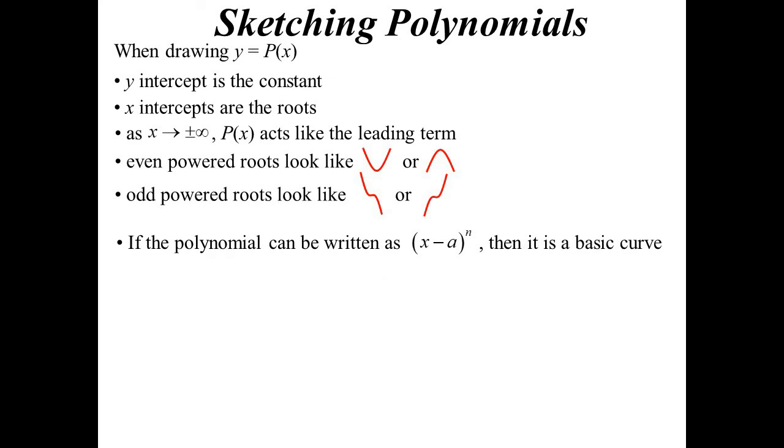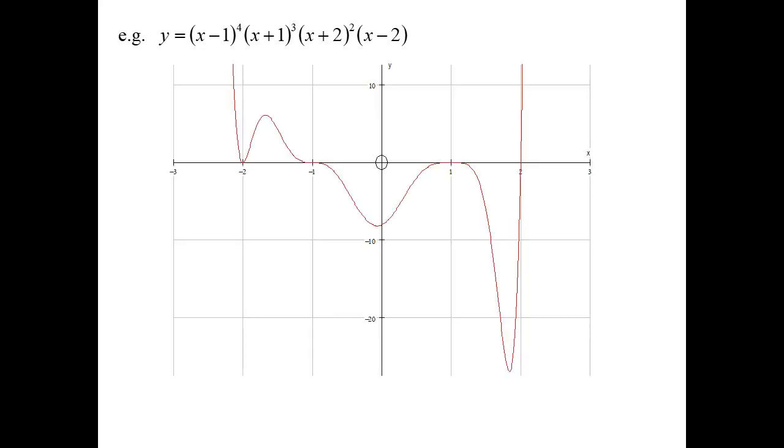Okay, if you can factorise the polynomial down completely, so x minus a to the power of n, then it's one of our basic curves. All that's happening there is we've shifted it a units. Have a look at this one. x minus 1 to the power of 4, x plus 1 cubed, x plus 2 squared, x minus 2. Let's put it all together. There it is. So what do we got?